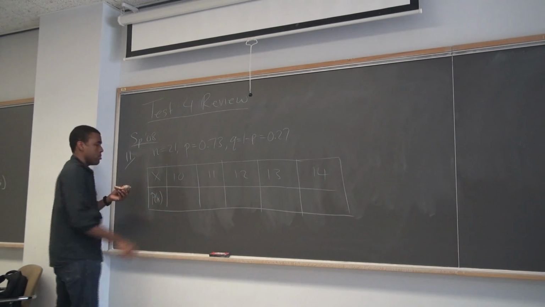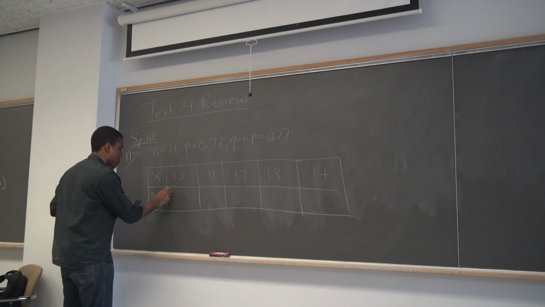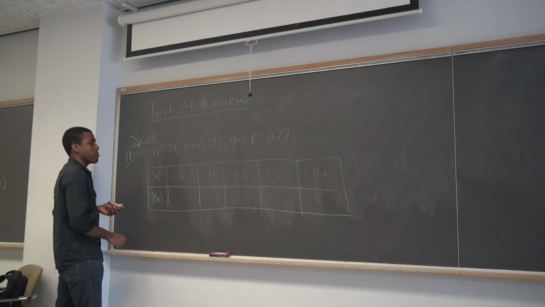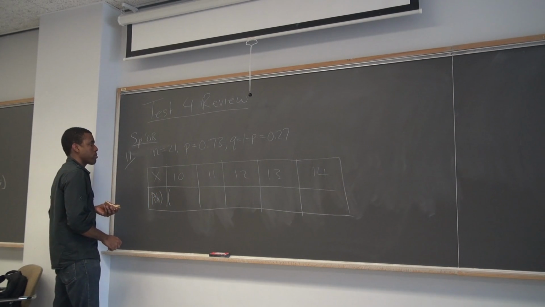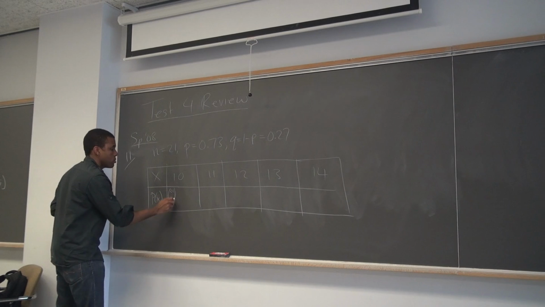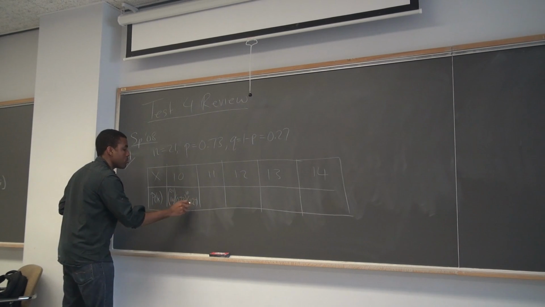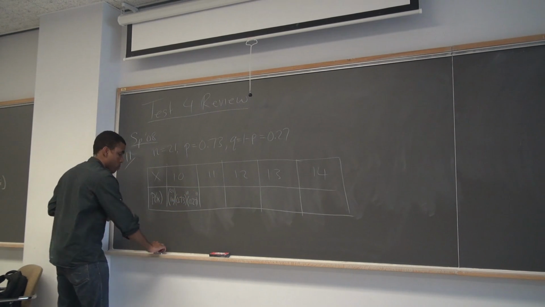So how do I find the probability he makes 10? What's the formula? The binomial, right? 21 choose 10, times P to the 10, Q to the 11, right?